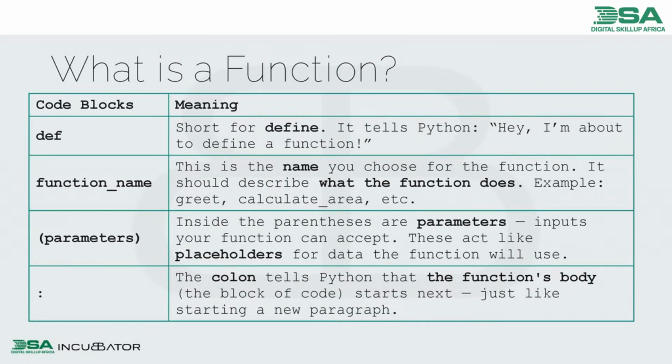Then I said, what is a function? When you see def, it means to define. It's telling your Python, hey, I'm about to define a function. Then when you have the function name, the name you choose for the function, it should describe what the function does. Then inside the brackets that follow the function name is your parameter, which is a placeholder for the data the function will use. And the colon tells you that the function body starts next, just like starting a new paragraph.